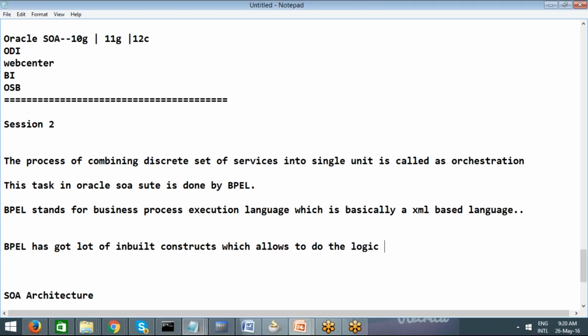When I say inbuilt constructs, what that means is, for example, in any language, say C or Java, we have a lot of inbuilt constructs such as if, while, for, switch. These help to do the manipulations more effectively, right? So BPEL is one of the components under Oracle SOA Suite using which we can do the logic building.